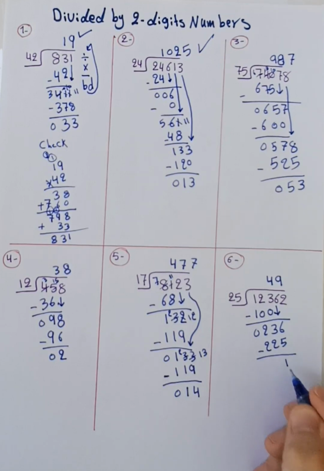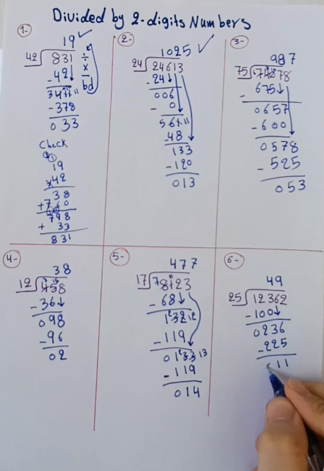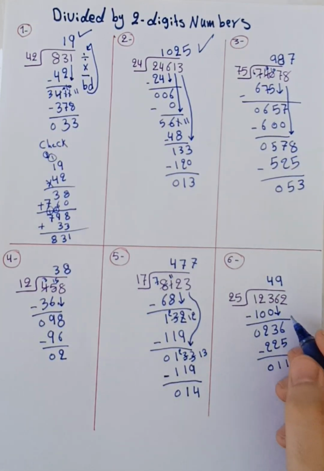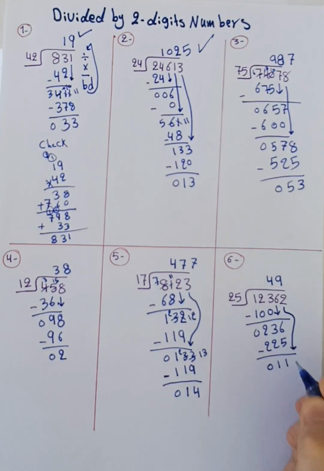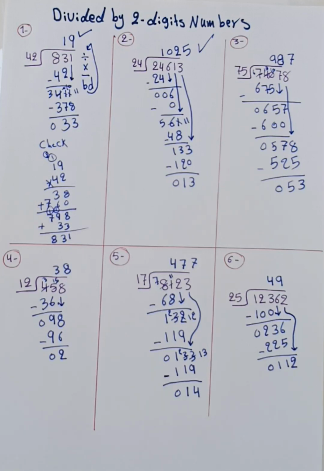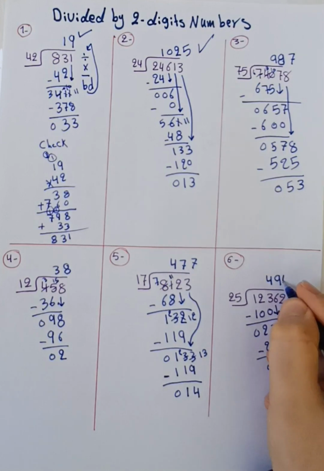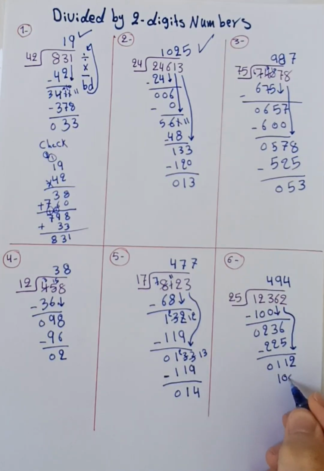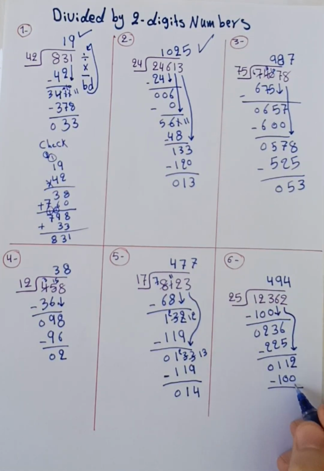6 minus 5 is 1. 3 minus 2 is 1. And 2 minus 2 is 0. After that you have to bring down the last number 2. We have 112 divided by 25. 4 times 25 equal to 100, so 4 is suitable number. And then you have to subtract. 2 minus 0 is 2, 1 minus 0 is 1, and 1 minus 1 is 0. So the quotient is 494 and the remainder is 12.